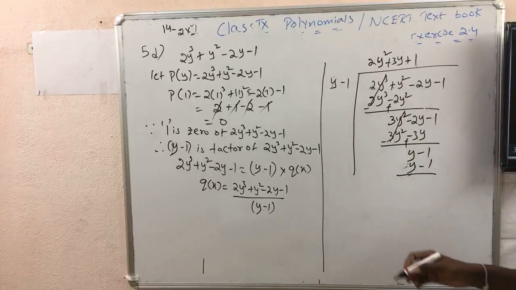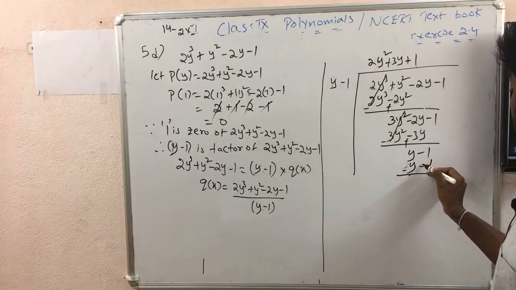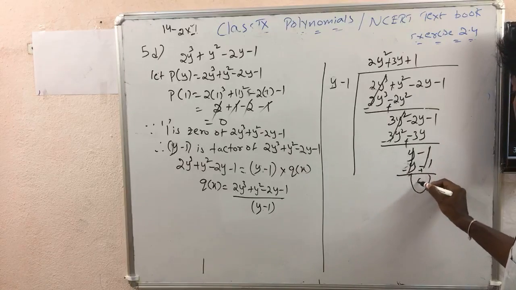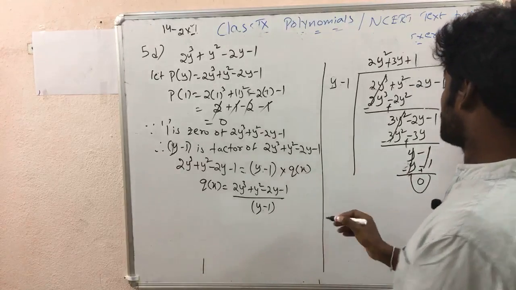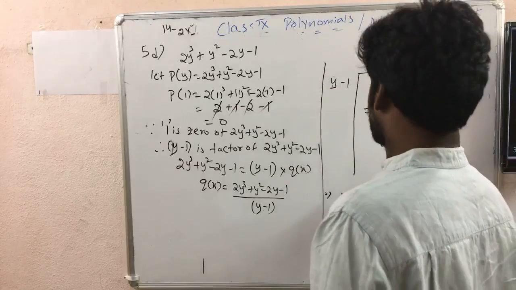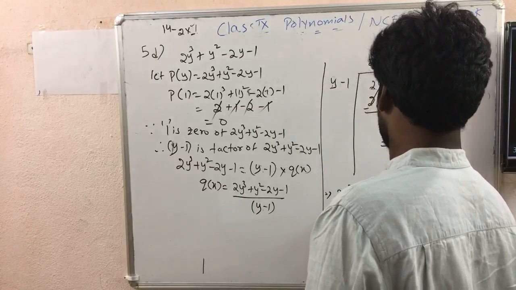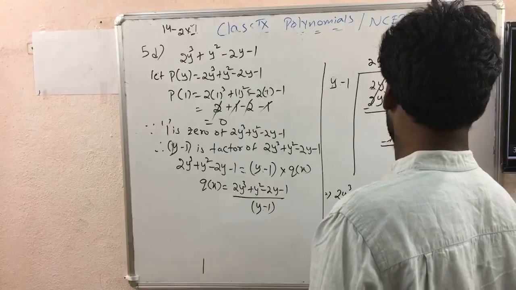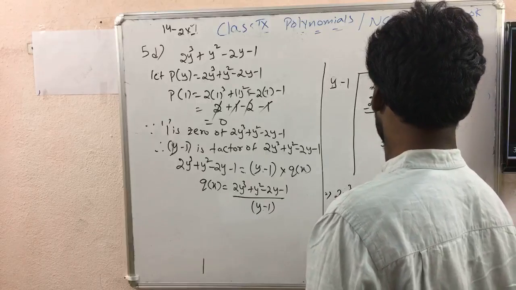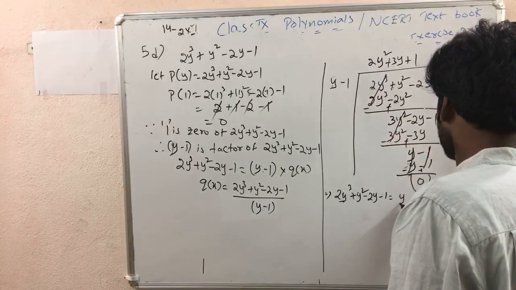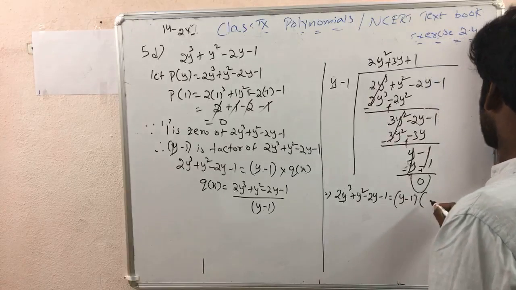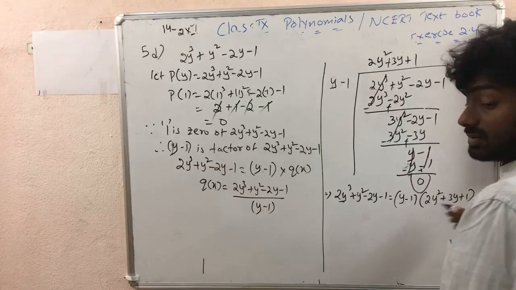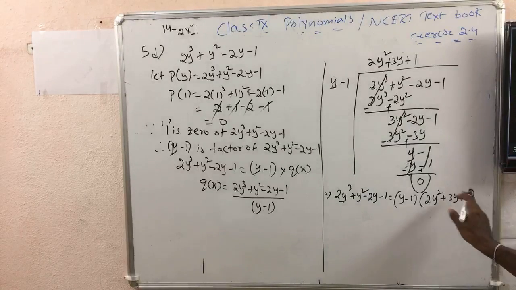So obviously, minus into plus, minus; minus into minus, plus; plus y minus y, minus 1 plus 1 get cancelled, remainder is 0. So you will get 2y cube plus y square minus 2y minus 1 equals y minus 1 into 2y square plus 3y plus 1.